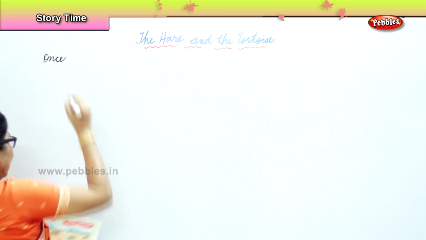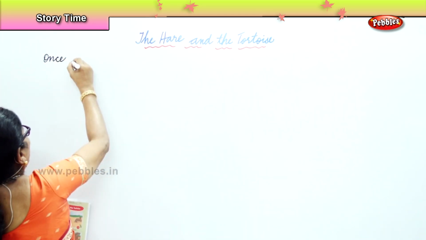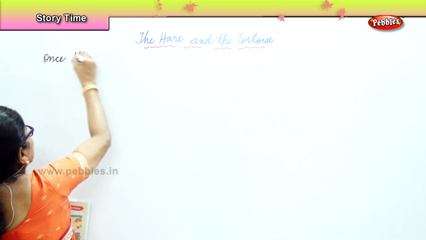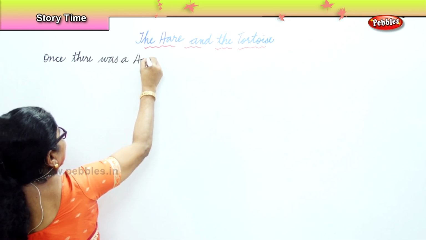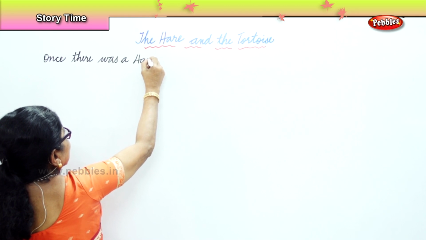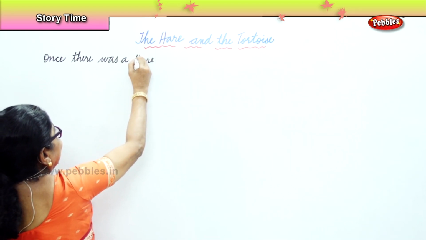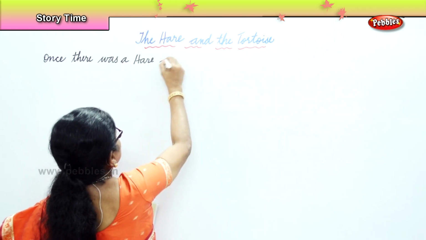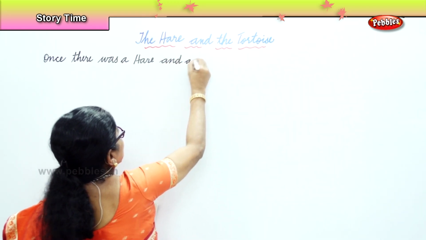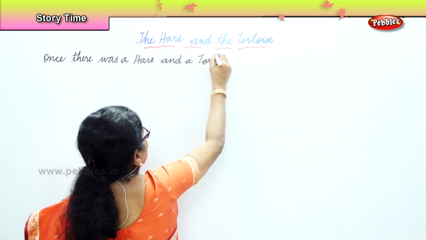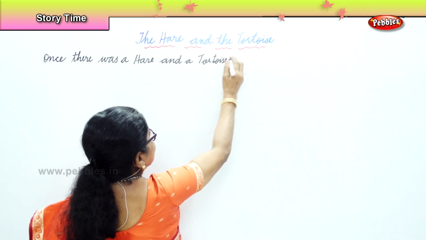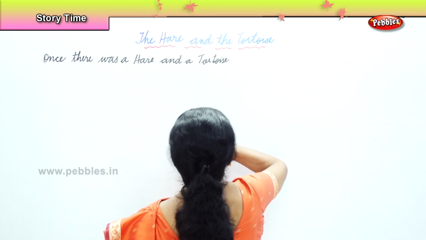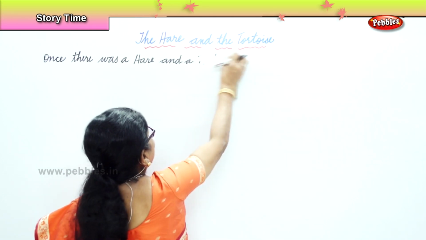once there was a hare. And a tortoise. Once there was a hare and a tortoise. That's the beginning. Okay. Tortoise in a farm. Yes. Once there was a hare and a tortoise in a farm.